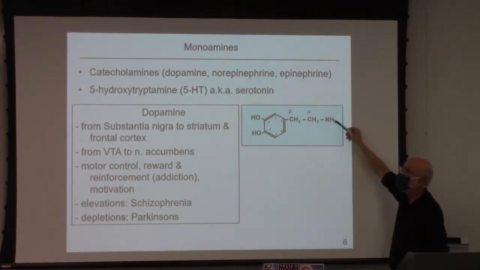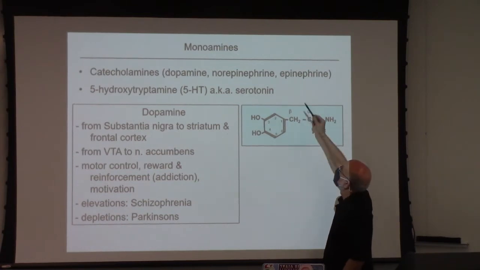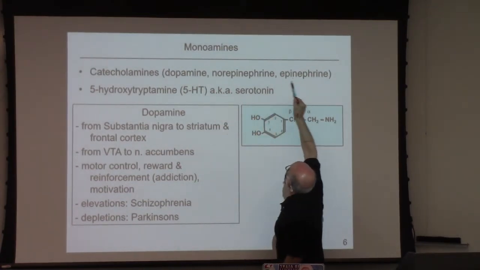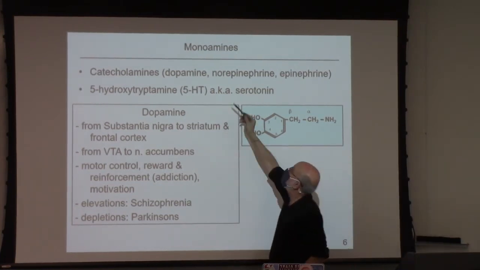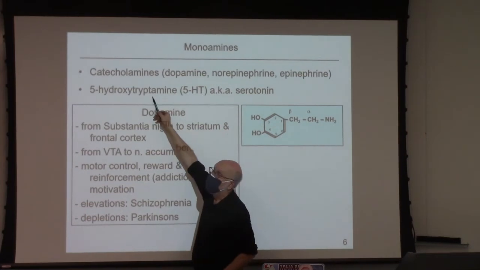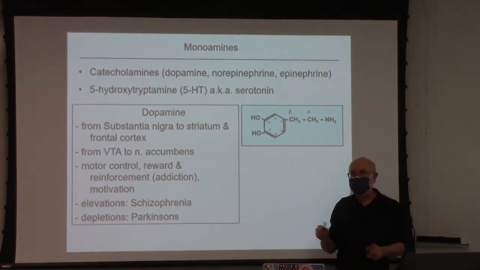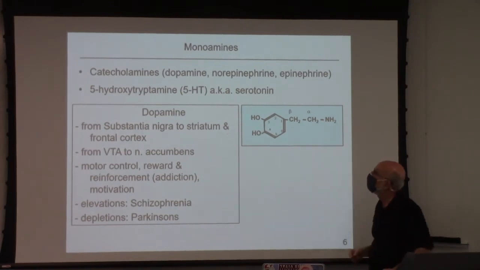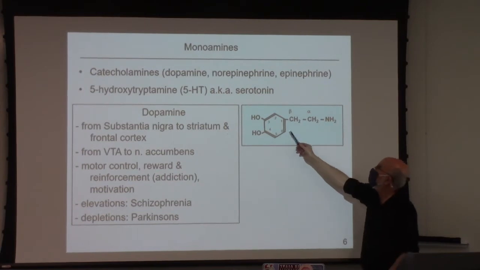Monoamine. So dopamine, norepinephrine, and epinephrine are the catecholamines. I do want you to know that. And serotonin is a monoamine, but it is not a catecholamine. You'll see it in a minute. So this is dopamine. Dopamine is a catecholamine.